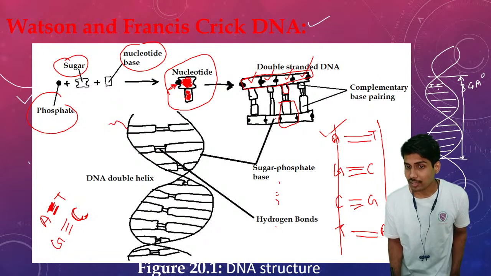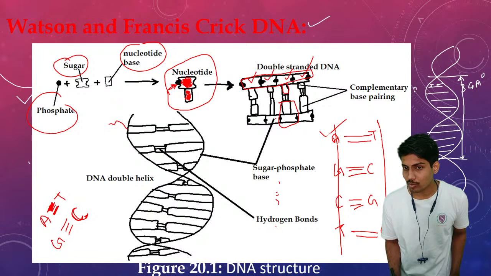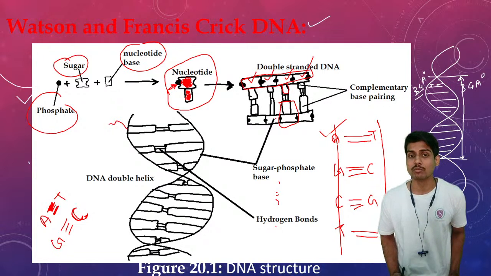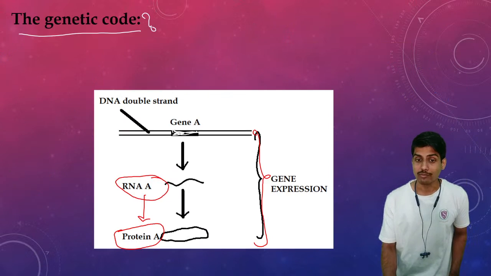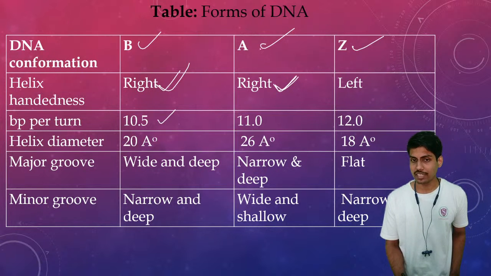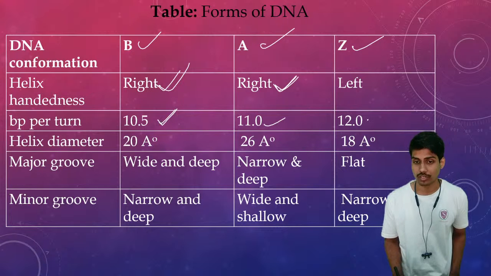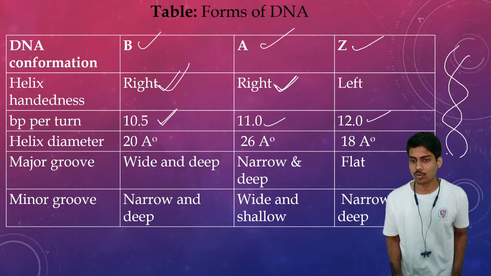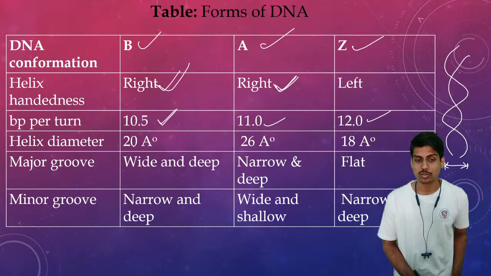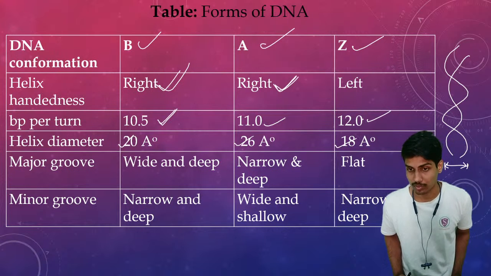The distance between those base pairs is 3.4 angstrom. All of this data Watson and Crick found from the DNA X-ray diffraction technique. In the case of the B, A, and Z forms, the base pairs per turn are somewhere 10.5, 11, or 12. Now let's see what helix diameter is. This is the helix, and that length across it is the diameter. It is 20 angstrom, sometimes 26 angstrom, or 18 angstrom in some cases.